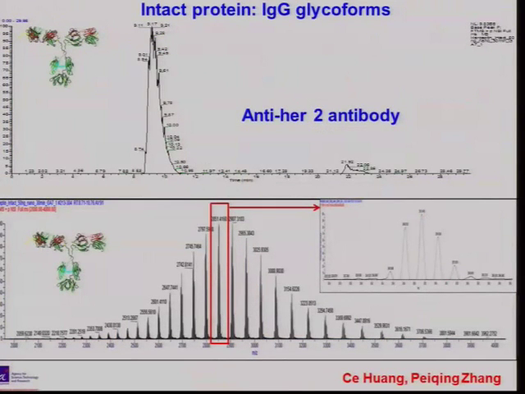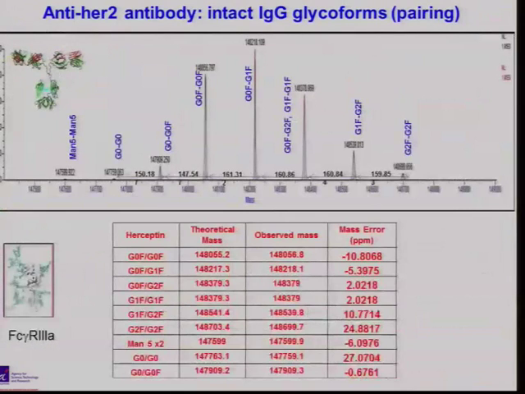So the intact protein analysis. This is the anti-HER2 antibody, and this is the mass spec that you get on an Orbitrap. If you go into this peak in more detail, you see it consists of this whole range of different masses. And if you deconvolute it, you can assign to each of these structures a mass which would be consistent with these different assignments.